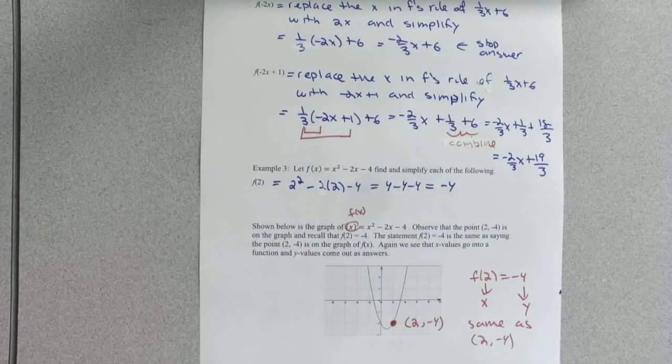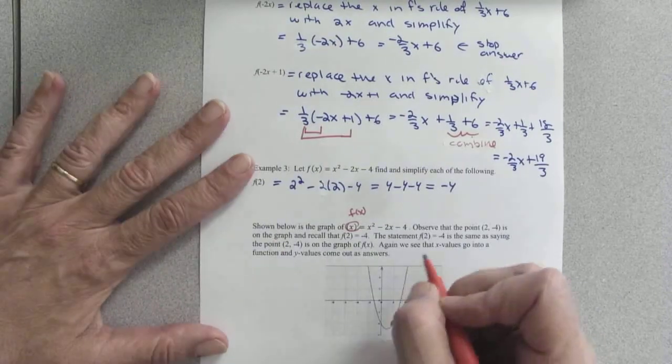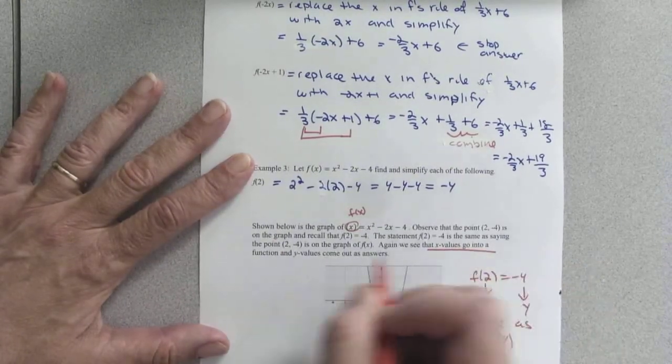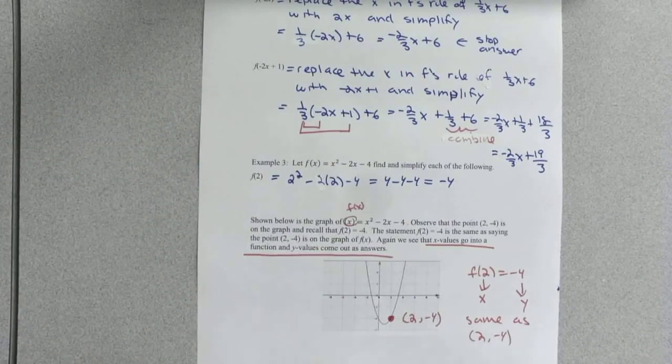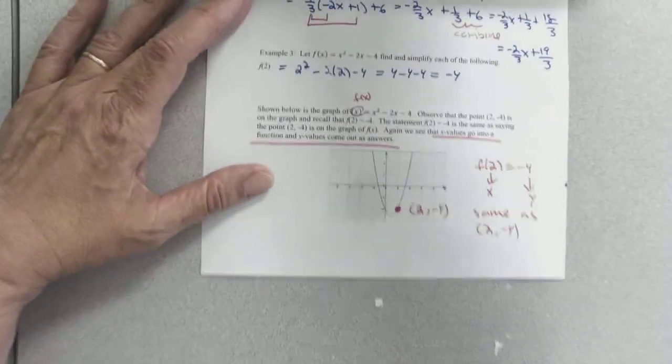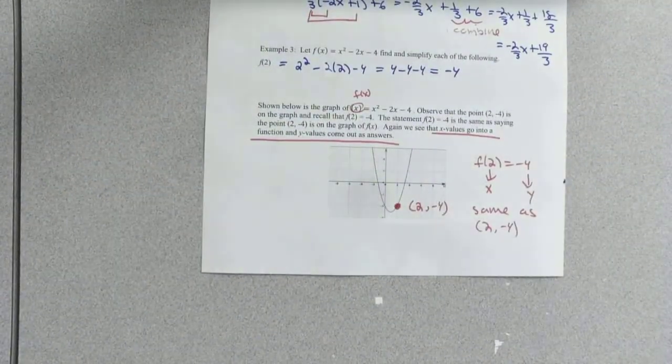But shown below is the graph of f of x equal x squared minus 2x minus 4. Again, observe the point 2, negative 4 is on the graph, and recall that f of 2 is negative 4. And again, what I'm really trying to beat here is that x values go into a function and y values come out. X's go in, y's come out. Let's work with this one a few more times, and then we'll end the video.